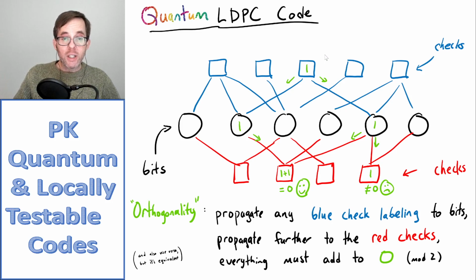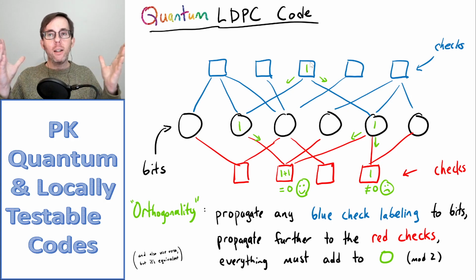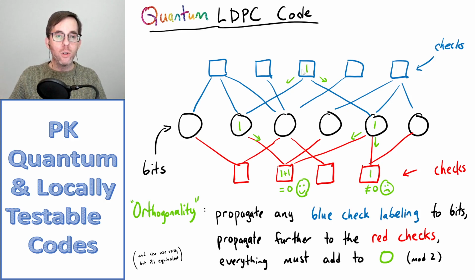Your two LDPC codes should satisfy this. Take any blue check, such as, for example, this square, and imagine sticking a 1 on it and propagating this 1 out to the neighbors of the blue check. So I've written a 1 at this neighbor and in this neighbor. And then further imagine propagating all the 1s written on your bits out to their neighboring red checks. So this 1 came down here, and this 1 came down here to this check, and also to this check.